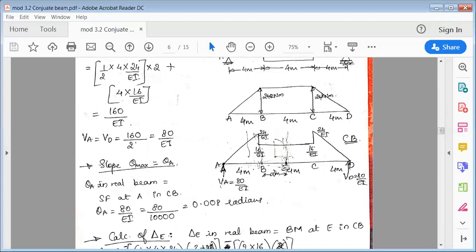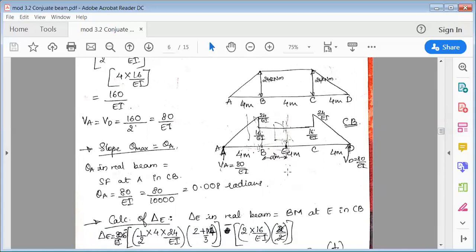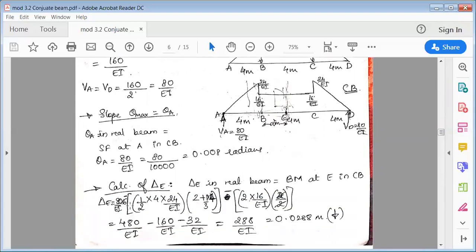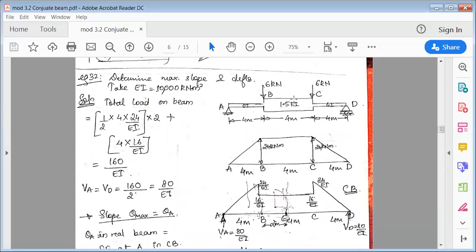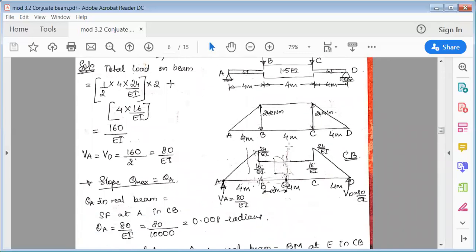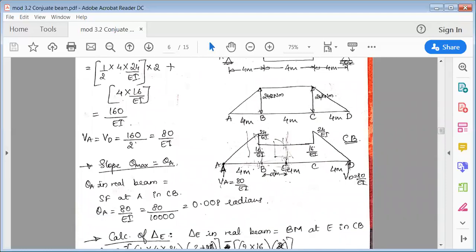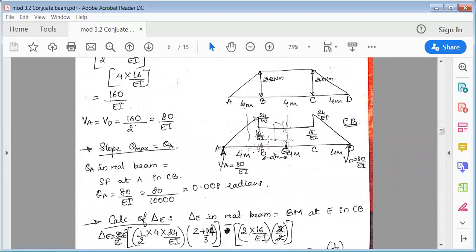So at the center of the beam, it is E, we will formulate. It is at a distance 6 meter. So delta E is equal to, now again the formula: delta E in real beam is equal to bending moment at E in conjugate beam. So if you want to find delta E in real beam, it is nothing but the bending moment at E in conjugate beam.